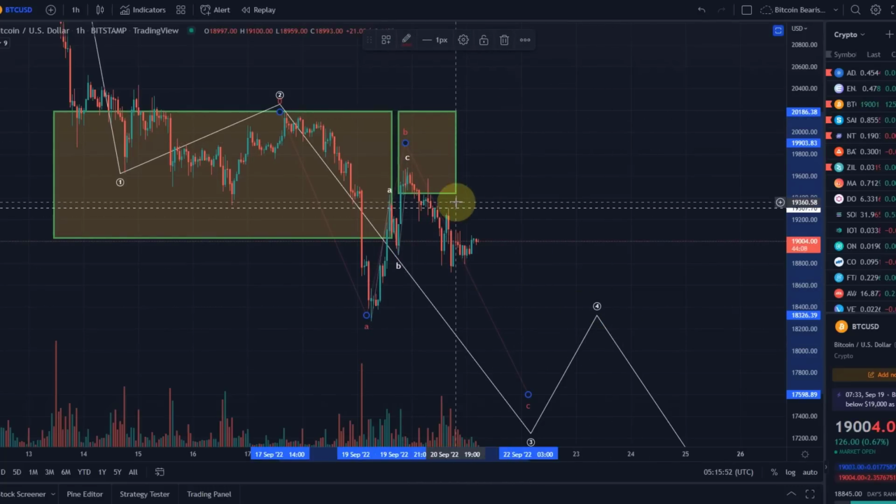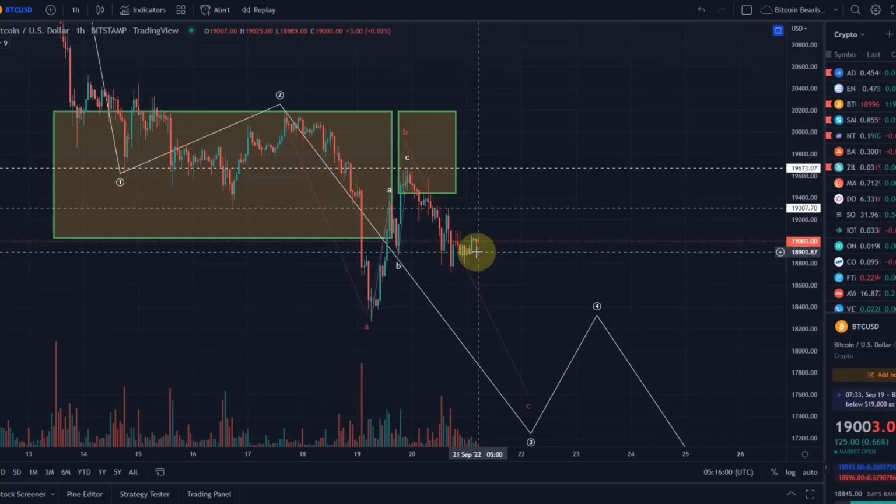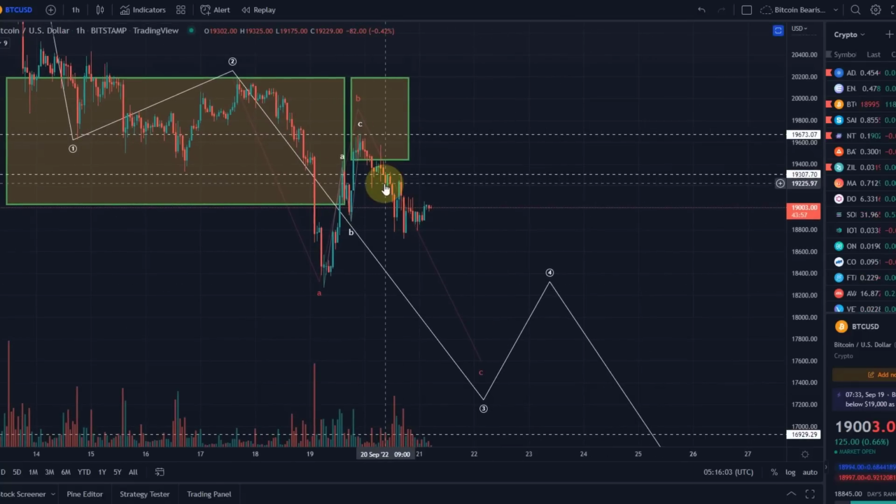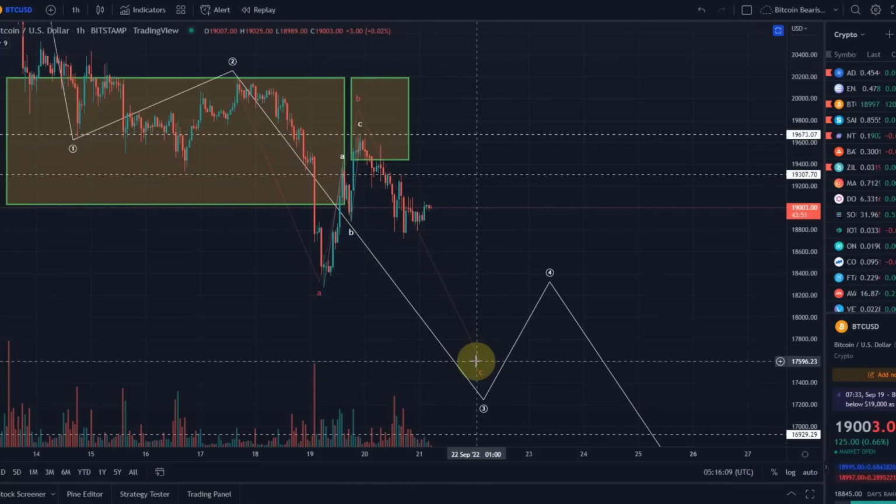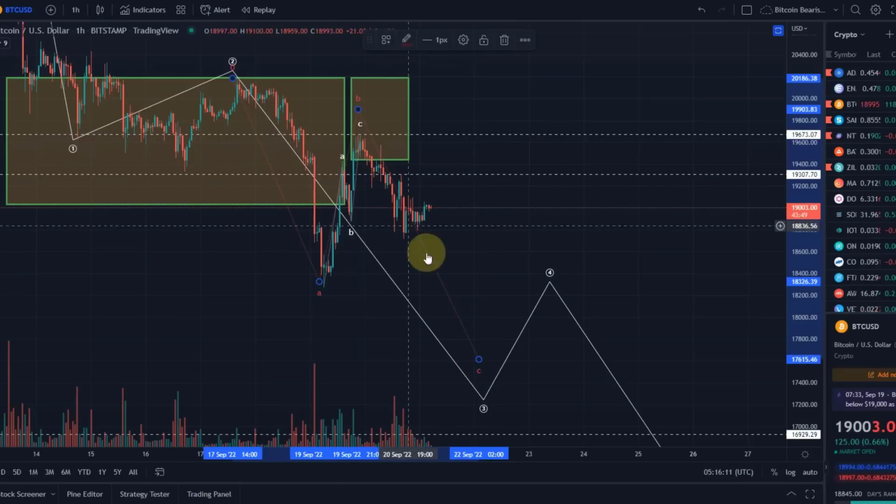And then confirmation for that would obviously be the break of the 19,670 level. Until then, I think we can focus on lower, but it would probably have to be some kind of a diagonal pattern, an ending diagonal in a wave C or a leading diagonal in a wave 3. So it's not great.